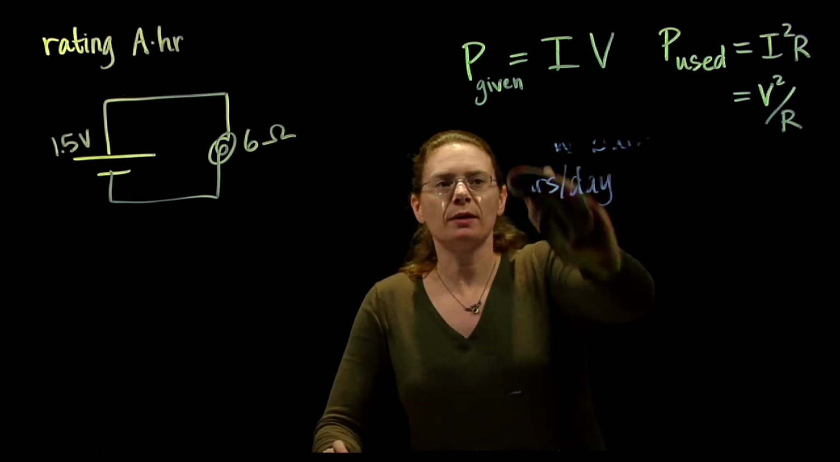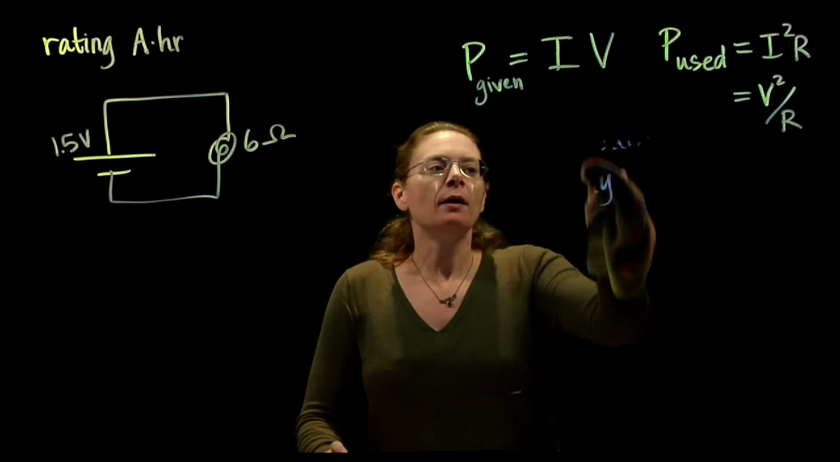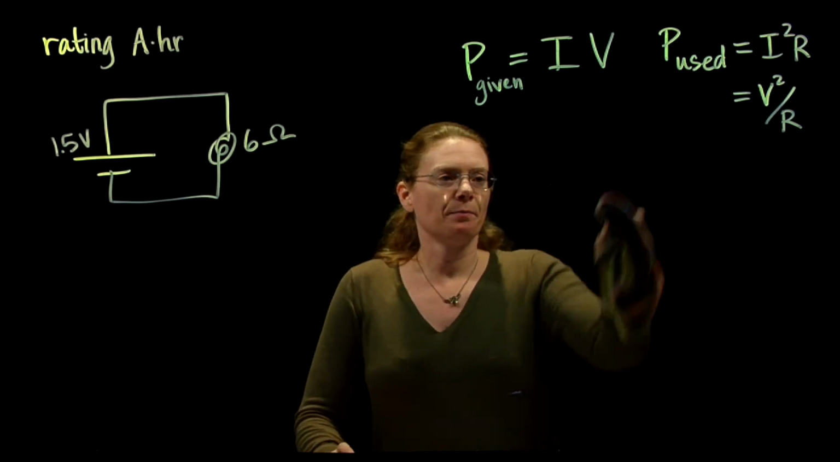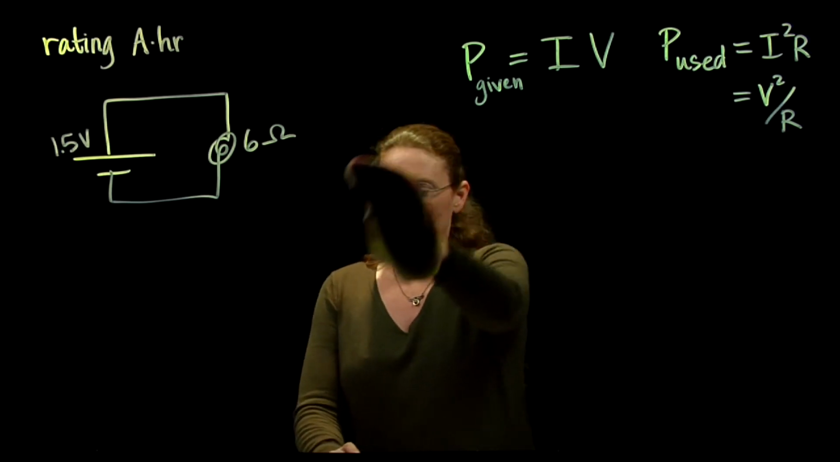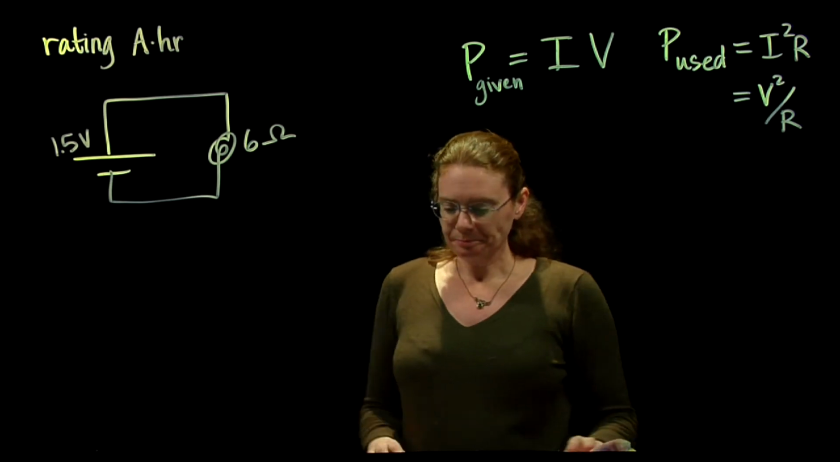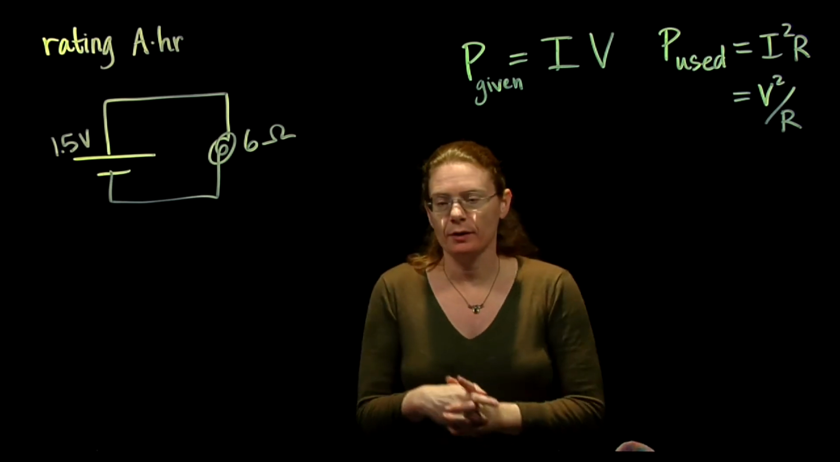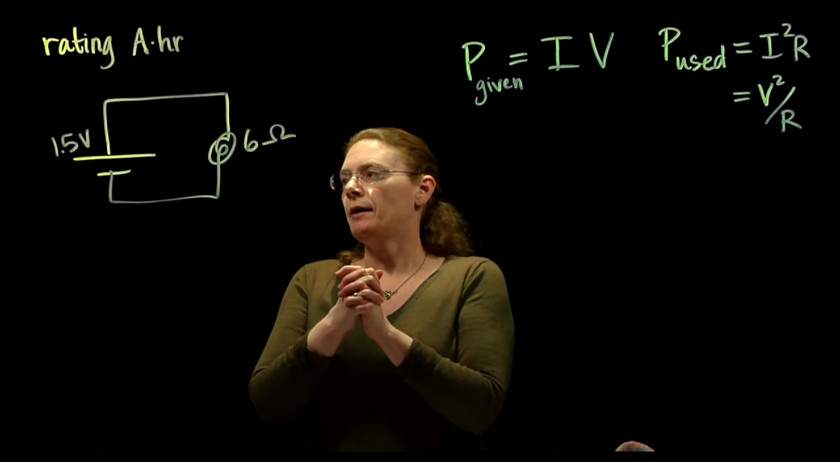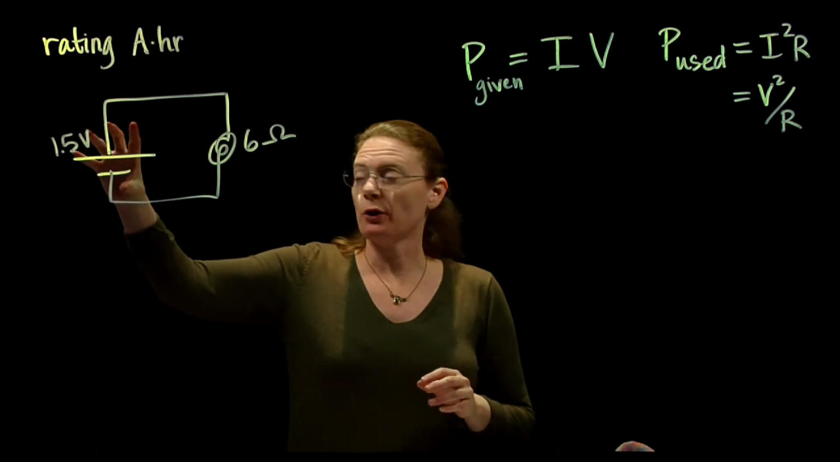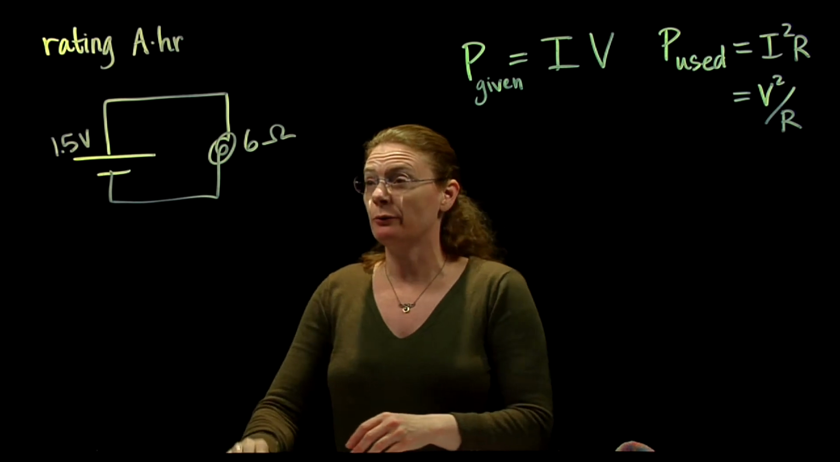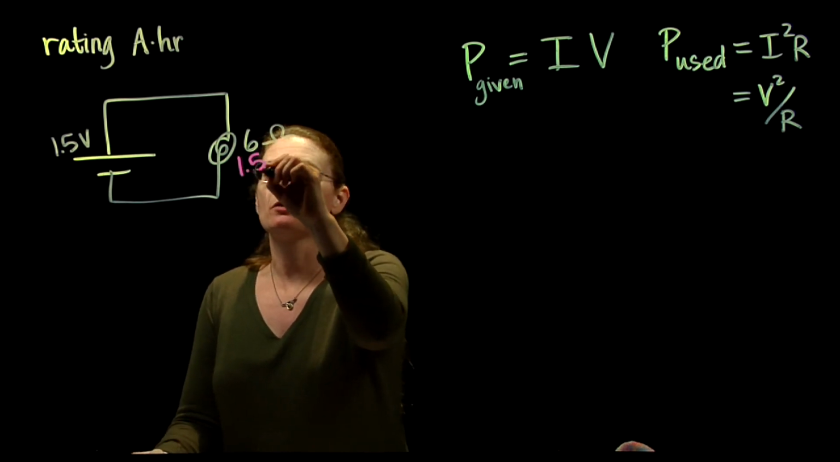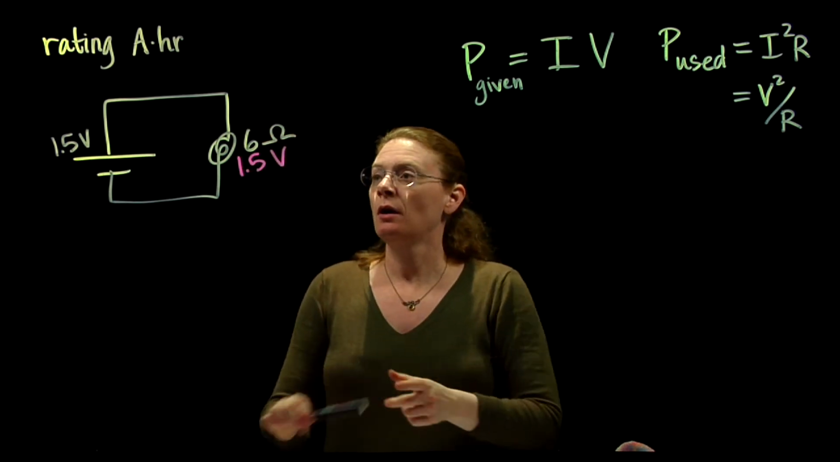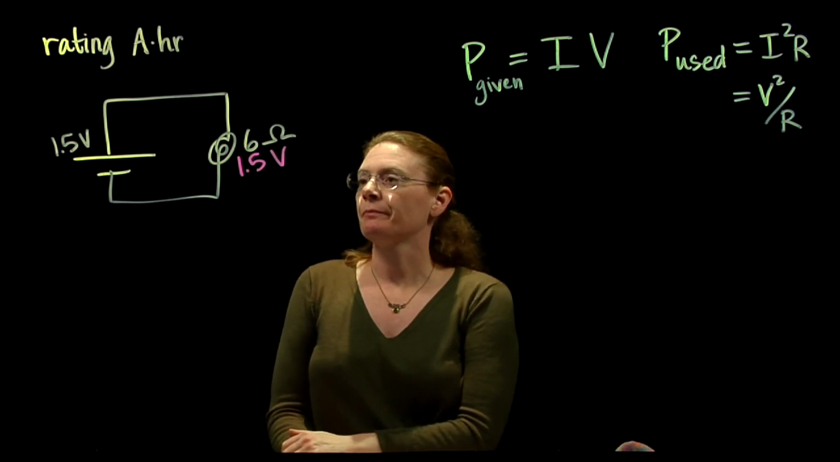So if I have ohms, that must be resistance. So I'm going to talk about it has a 6 ohm resistance. It's just a good way to get used to the variables that we're talking about. So what can we figure out about this circuit? Well, I know that if there's 1.5 volts across the battery, there has to be 1.5 volts across the bulb. So the bulb has 1.5 volts potential difference across it.